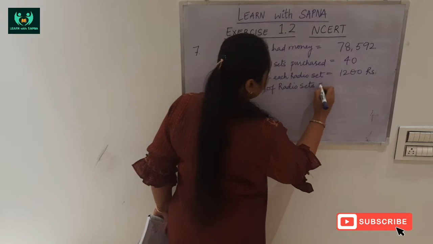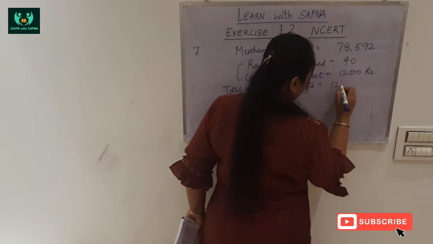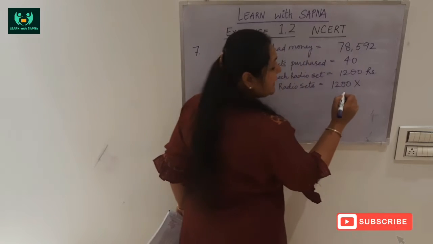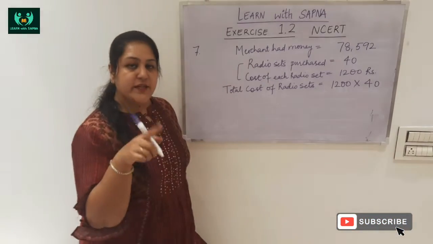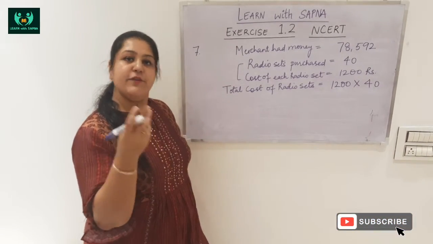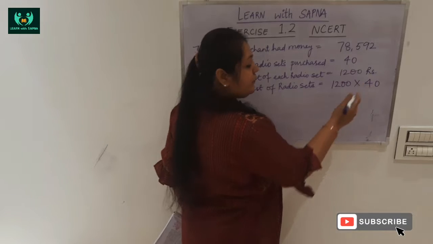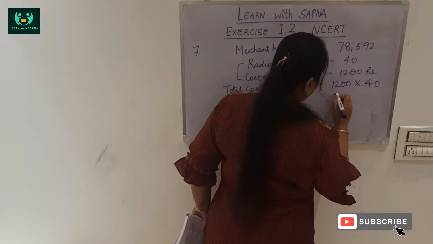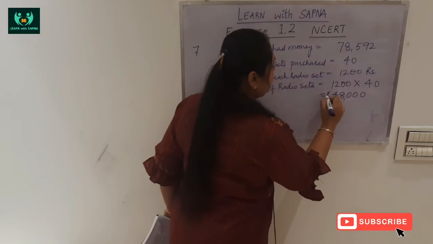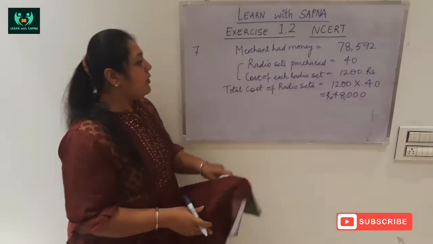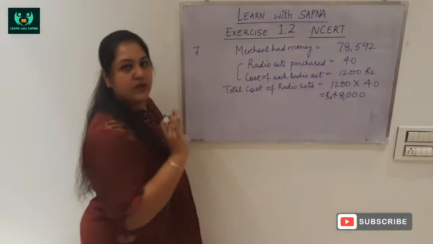What will be the total cost of radio sets? 1200 into how many radio sets? 40. Right? The cost of one radio set is 1200. How many she is purchasing? 40. So 1200 into 40, that will become 48,000 rupees. Right? So the cost of radio sets is 48,000.